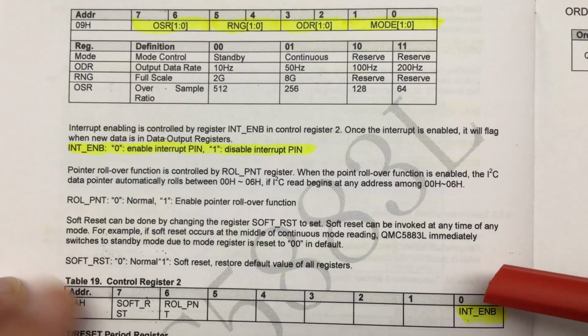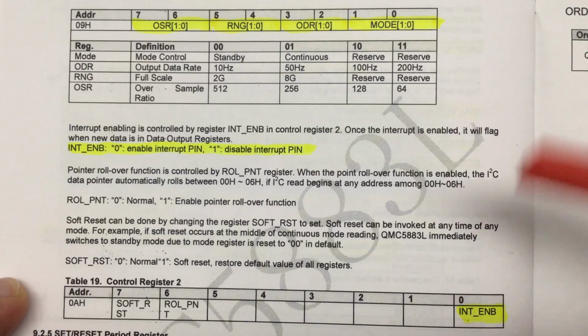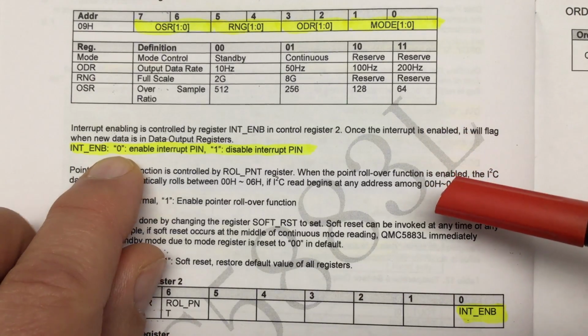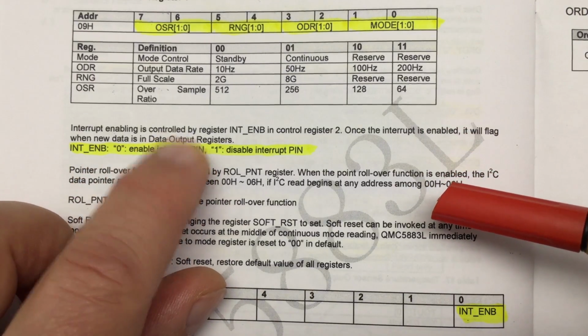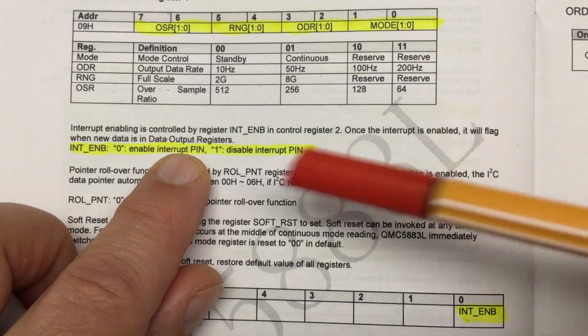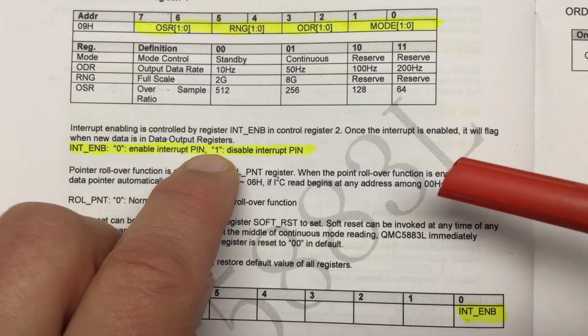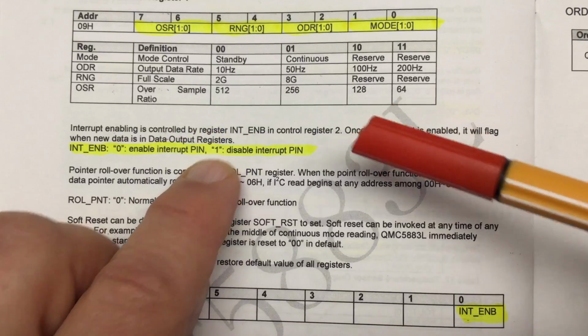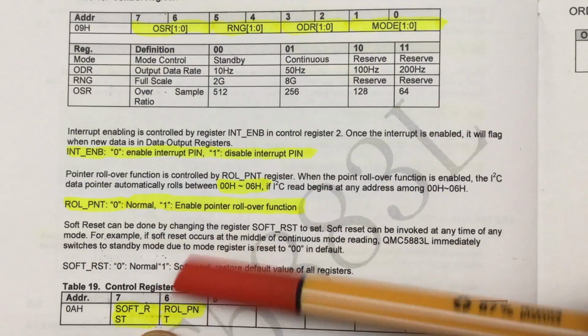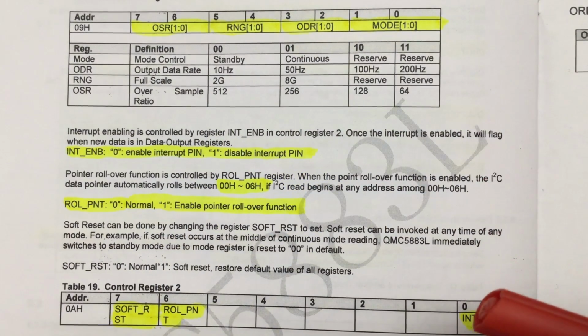The first bit in the second control register is interrupt enable. If it's null, then the interrupt pin is enabled and you get an interrupt signal every time new data is available. If it's 1, that pin is disabled. The 6th bit is the roll pointer flag.